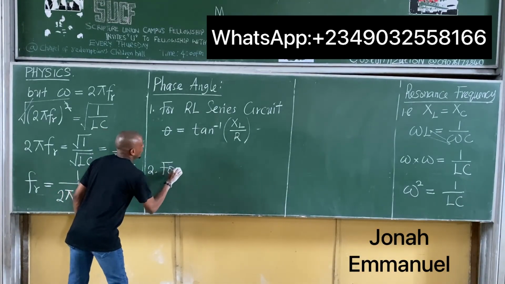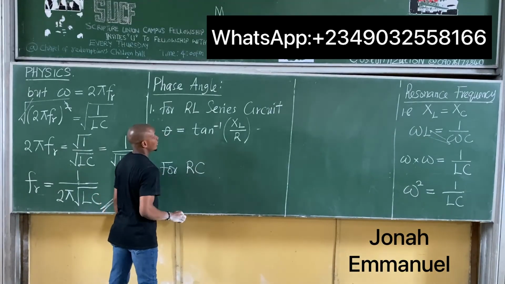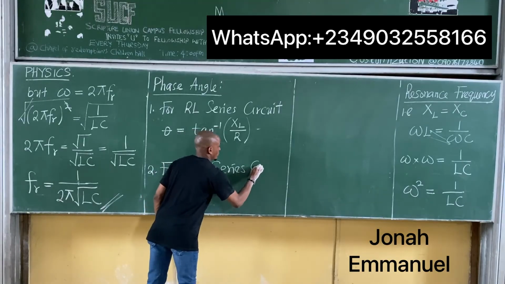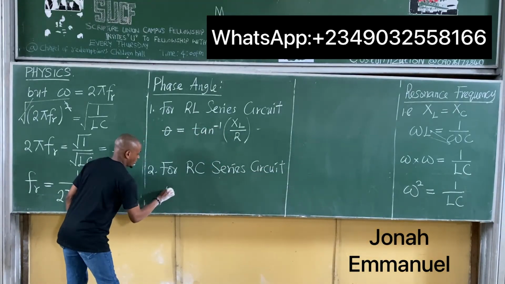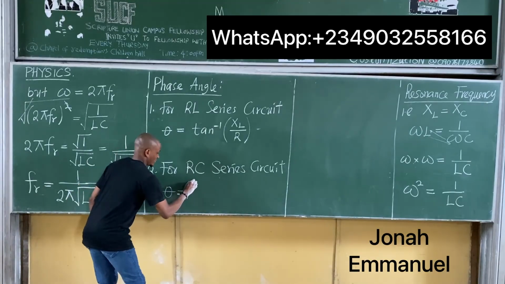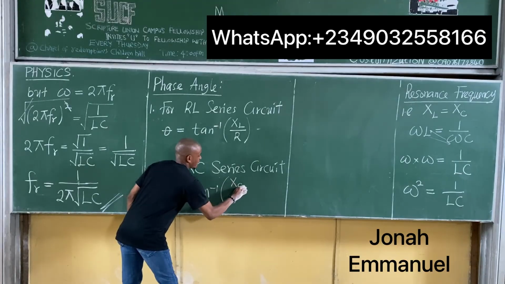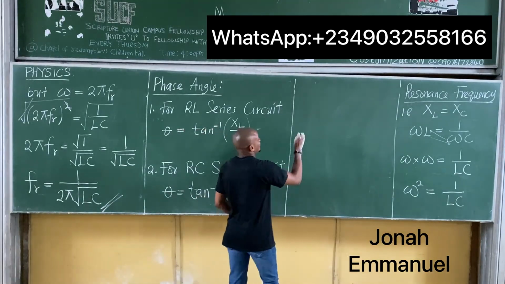For a resistor-capacitor series circuit, the phase angle theta is given by tan inverse of XC over R, and one last one.